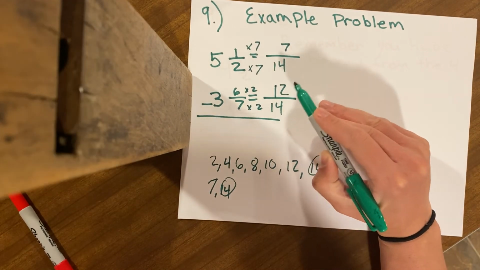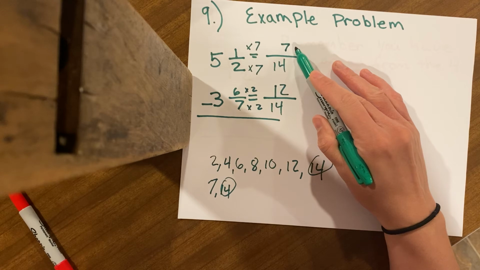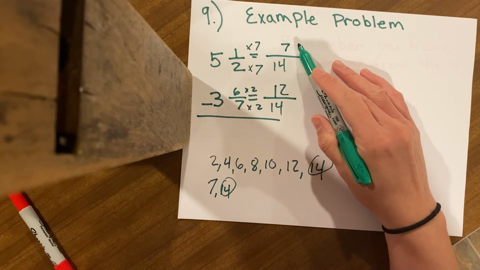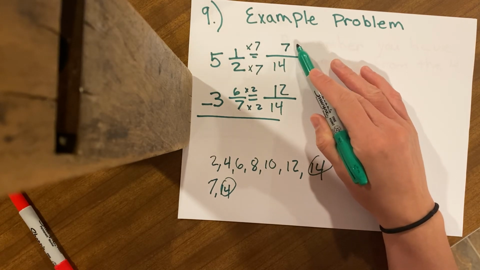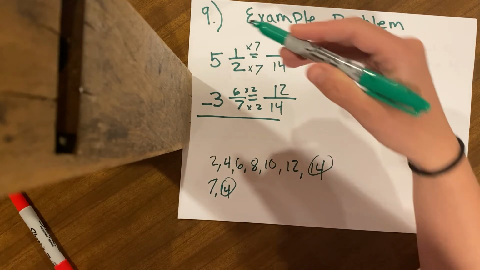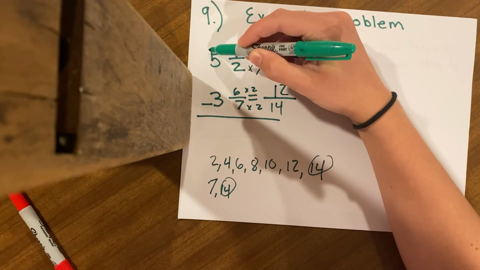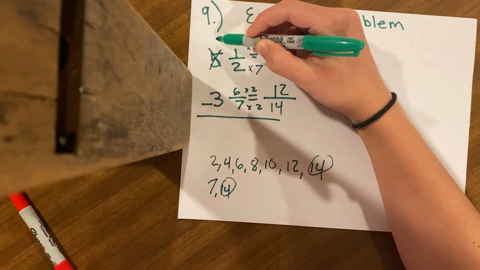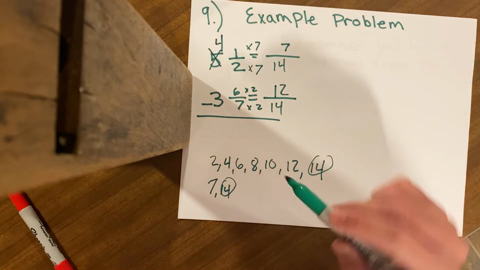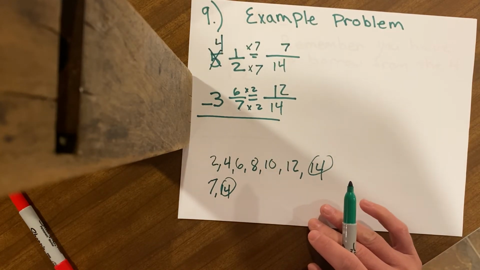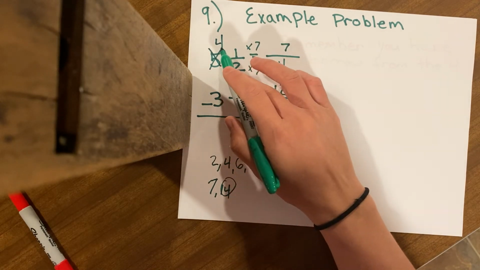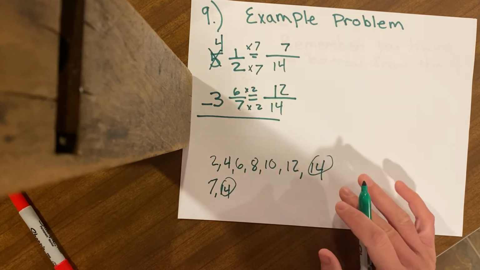Okay, so what you're going to be doing now is we know that we cannot take away 12 if we only have 7. So we need to borrow. When you borrow with your fractions, you're going to come over and borrow from your whole number. Your 5 becomes a 4. For a fraction, we cannot take just a 1 and bring it over here.